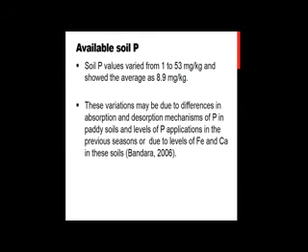Soil phosphorus values varied from 1 to 53 milligram per kilogram, and showed an average of 8.9 milligram per kilogram. This variation may be due to differences in absorption and desorption mechanisms of phosphorus in paddy soil, the level of phosphorus application in the previous season, or the level of ferrous and calcium in these soils.